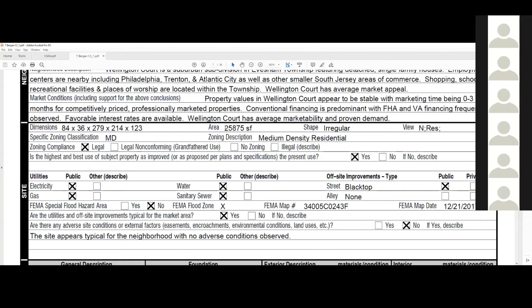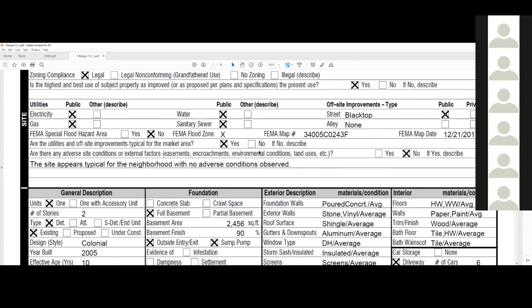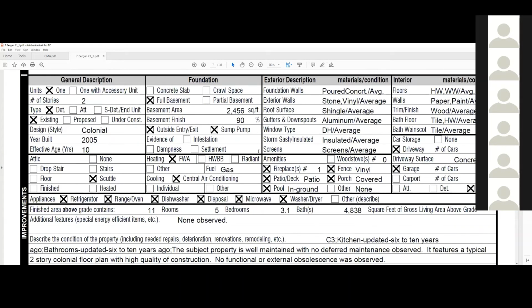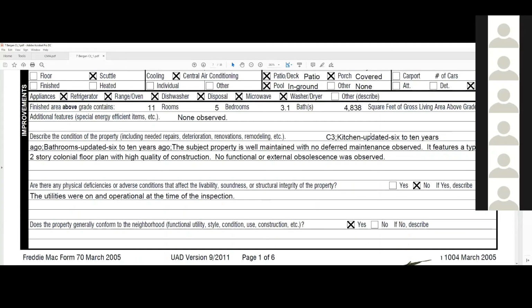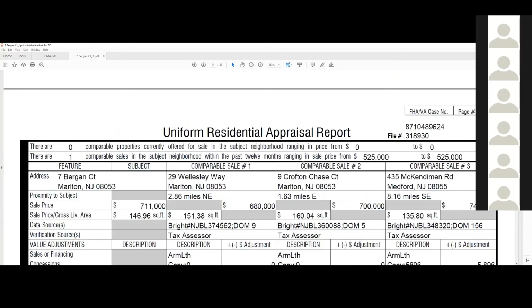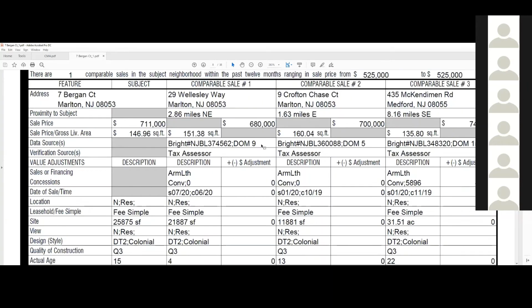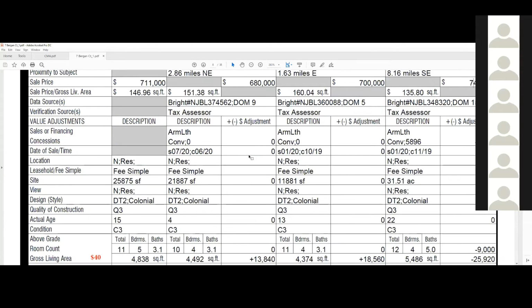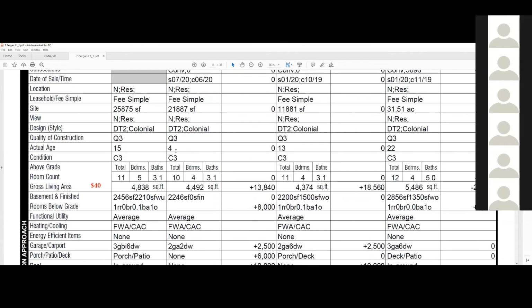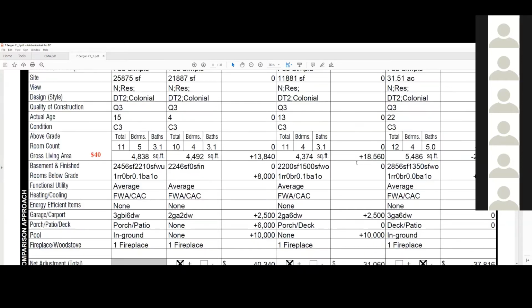Now here's the lot size, 25,875, and conditions. And here we go. So the 3 comps are: subject property 711, then 680, 700, and 745. Now let's go down to the quality and conditions. Pretty much every single property that he picked had the same conditions, so there are no adjustments there.